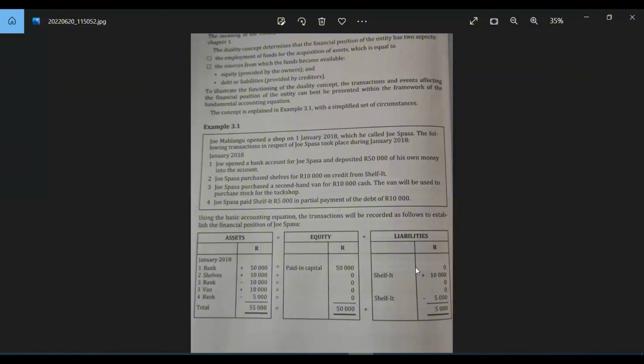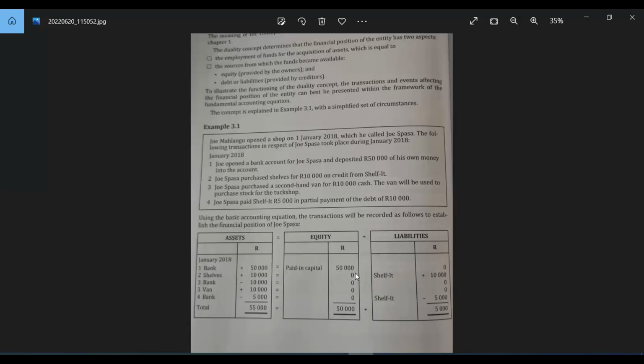Okay, then the second one, Joe Spaza purchased shelves for 10,000 Rand on credit from Shelvit. So shelves, that's an asset, right? It's something that he'll need in his business. It's part of his furniture and fixtures, okay? So you'll see your assets will increase by 10,000. And because he bought it on credit, it affects our liabilities because we now owe someone money, which means our liabilities will increase by 10,000 and equity is 0, no change in equity.